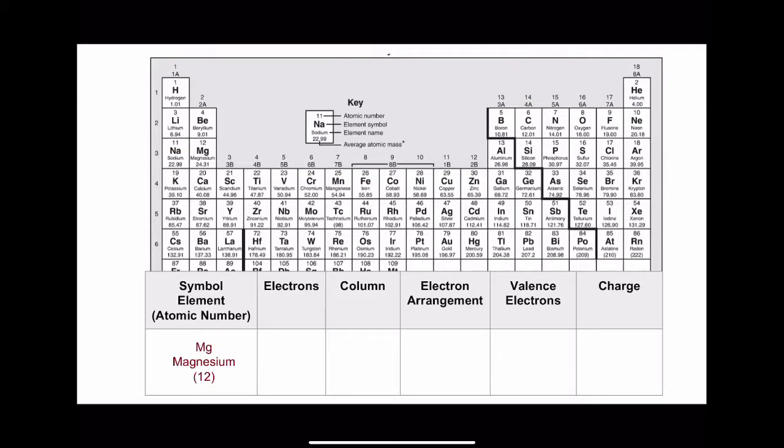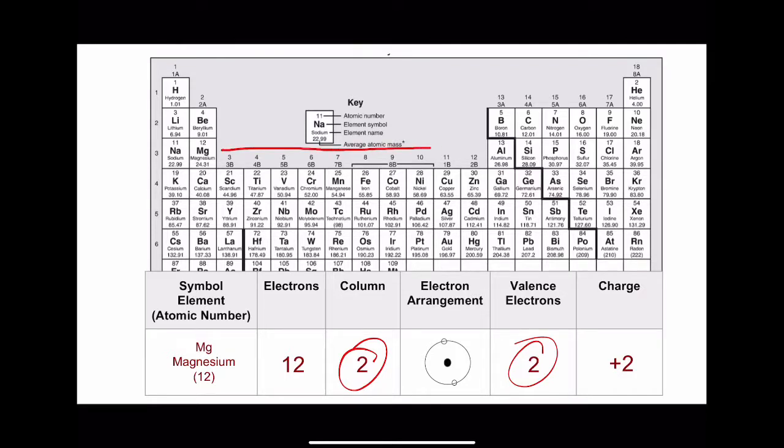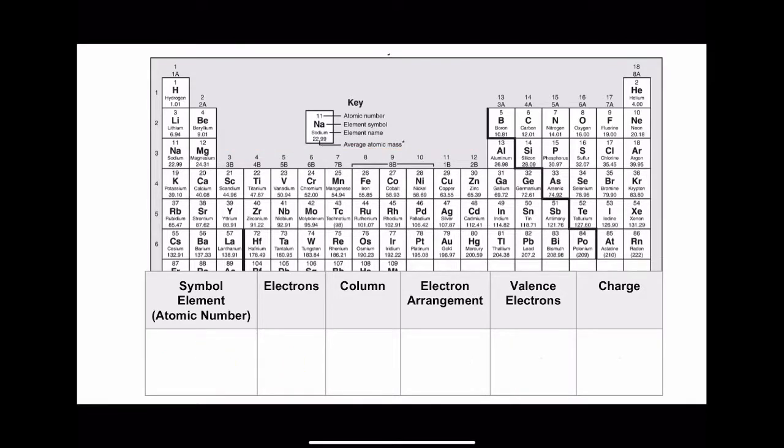Next is magnesium, 12 electrons, column 2. Electron arrangement has 2 electrons on the outer shell. Valence electrons, since we're in column 2, we have 2 valence electrons. The charge here, as we labeled in the last part, was +2. You can see how we're moving through this much faster now because we've been able to identify several patterns that exist as long as we're talking about the main group elements. Again, moving across those transition elements to reach aluminum.